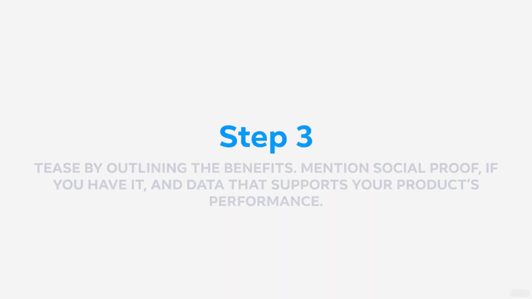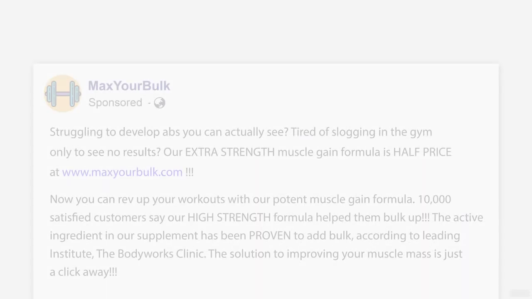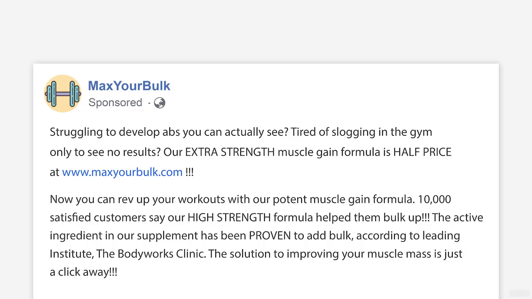Step 3. Tease by outlining the benefits. Mention social proof if you have it, and data that supports your product's performance, i.e., now you can rev up your workouts with our potent muscle gain formula. 10,000 satisfied customers say our high-strength formula helped them bulk up. The active ingredient in our supplement has been proven to add bulk, according to leading institute, the BodyWorks Clinic. The solution to improving your muscle mass is just a click away.